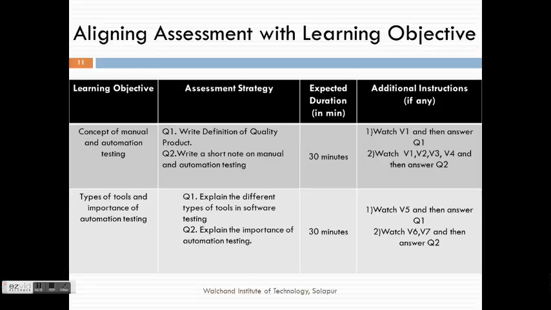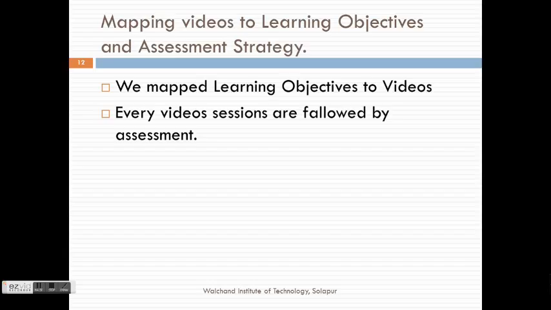The same thing which I spoke of now: we map learning objectives to videos, and every video session is followed by an assessment. So these are all the learning objectives which we have captured, from all the learning objectives through video 16.